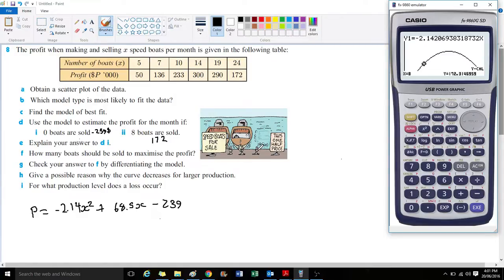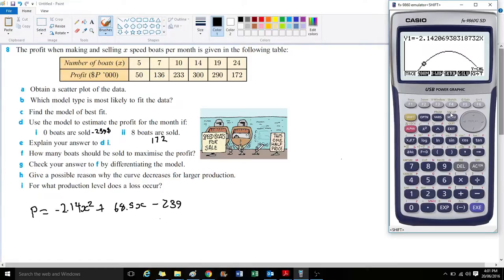Explain your answer to DI. Well, if you don't sell any boats, you don't make any profit, and you make a loss because you still have to pay the people who are selling the boats. Alright, you have to pay to bring them out and display, keep them clean, that kind of stuff. Maybe even registration.